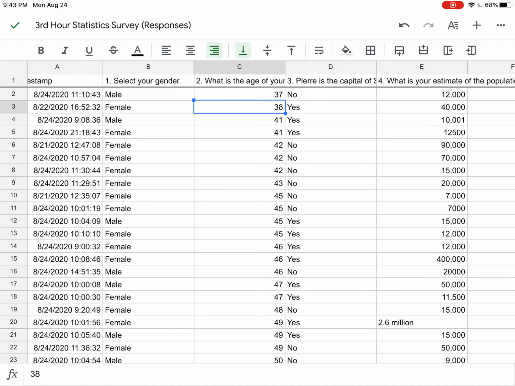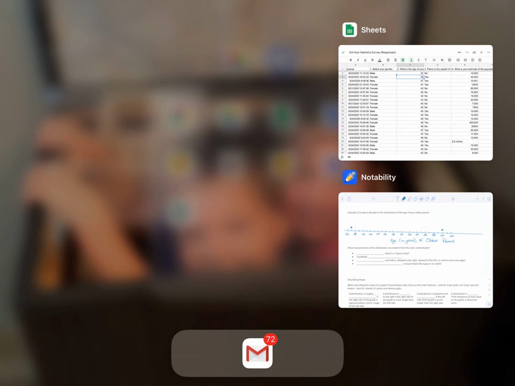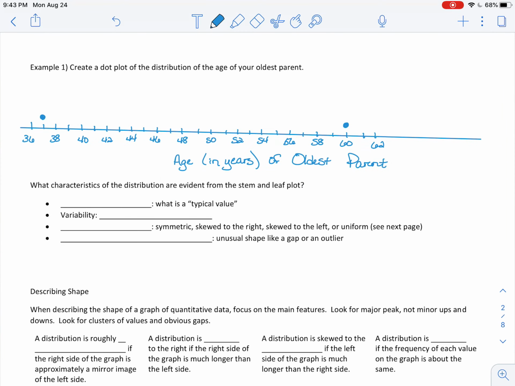So I now know 37 was the youngest. There's 38, 41, 41. So there's a 38-year-old, a 41-year-old parent, and there's another 41-year-old parent. So I'm just going to place a second dot above that. So then I'm just going to keep going. I actually have my laptop out, so I don't have to keep giving you whiplash going between those two different windows that I have open.